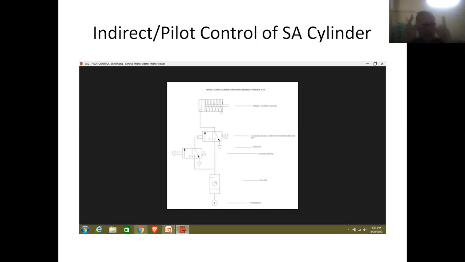So pilot valve is ultimately controlling the action of the cylinder. That's why it's called pilot control of the cylinder. And if not directly, indirectly, it is controlling the action of the cylinder. So therefore, it is also referred to as indirect control of the cylinder. So friends, this is the arrangement of the circuit so far as indirect control of single acting cylinder is concerned.